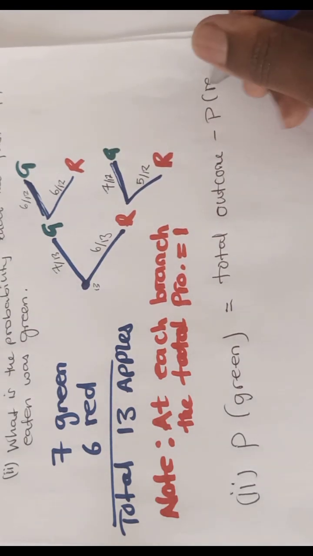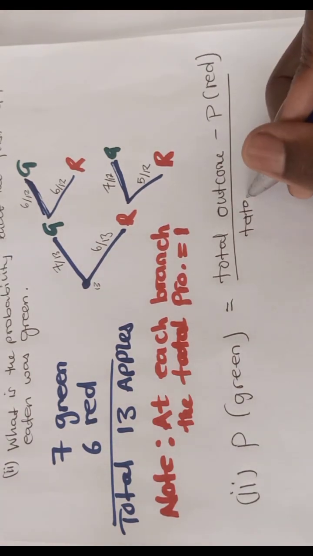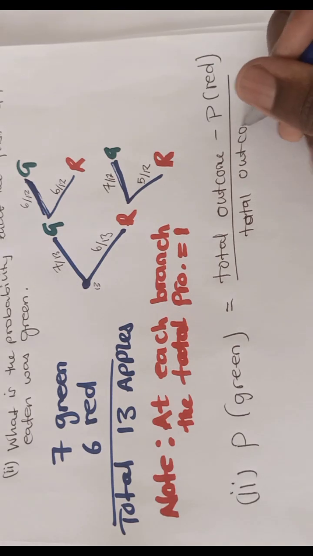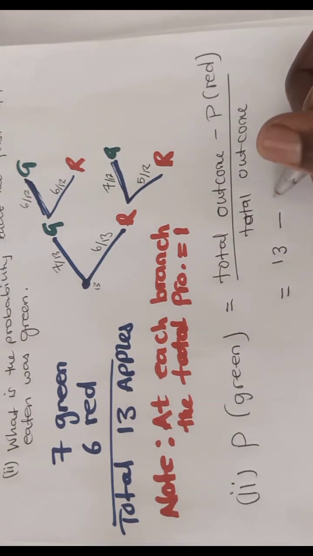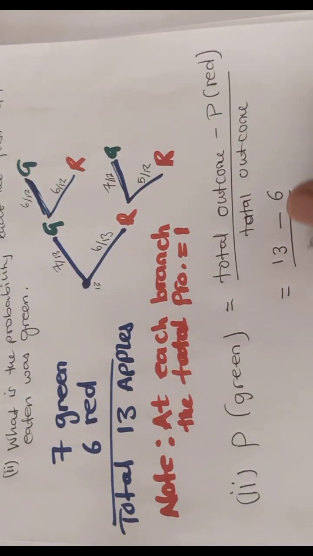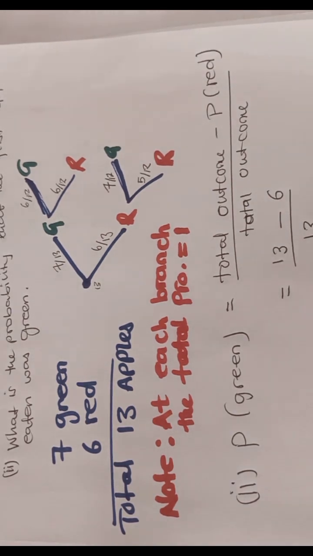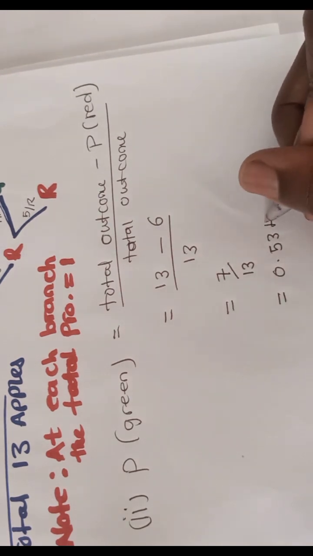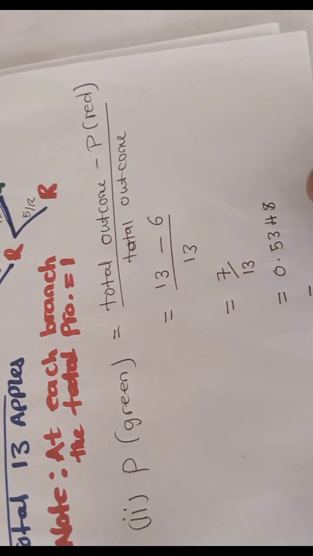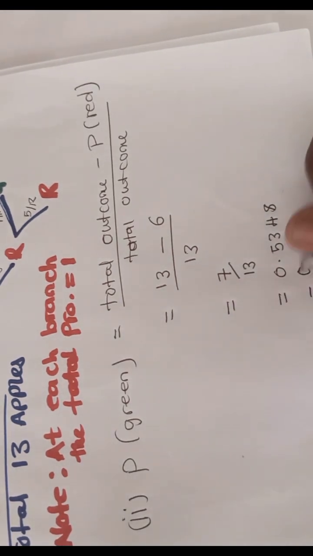minus probability of it being red divided by the total outcome. And just to give you the total outcome is 13, the first choice, divided by minus 6 over the total 13, and just give you 7 over 13. When you're punching on your calculator, they should give you 0.5348. Then your question paper specifically says if you have decimal numbers, put them to one decimal place, 0.5.